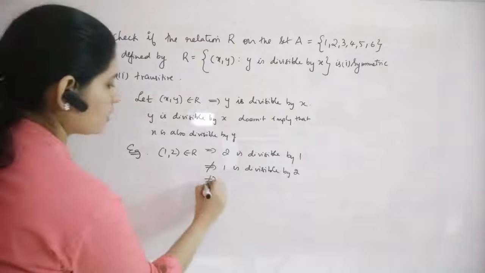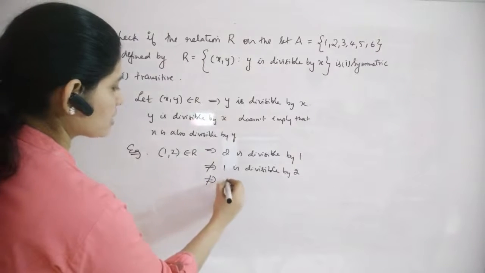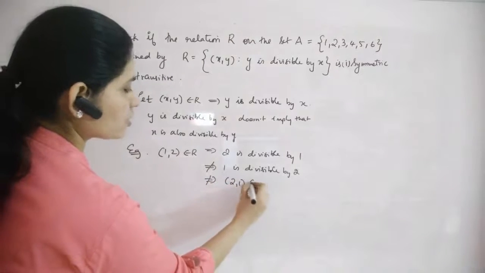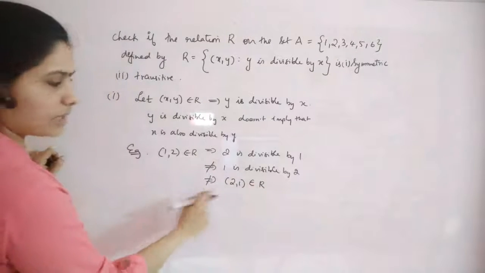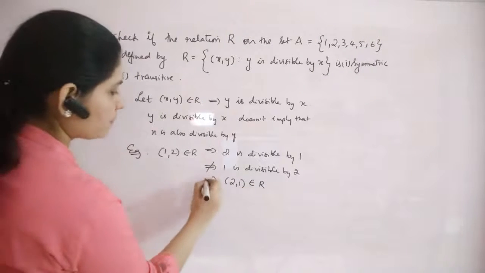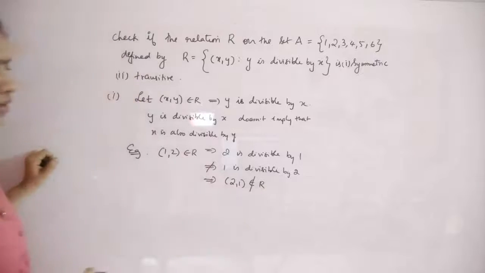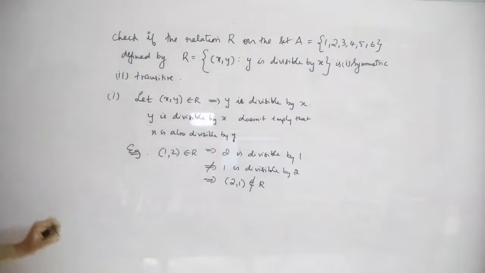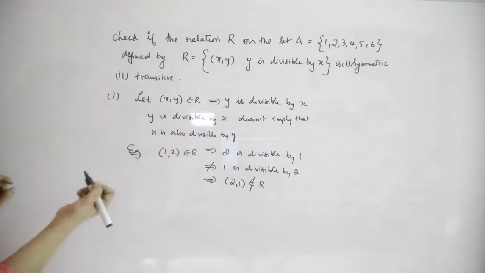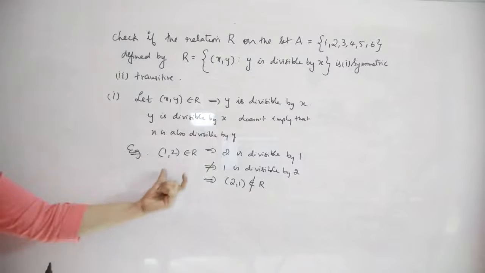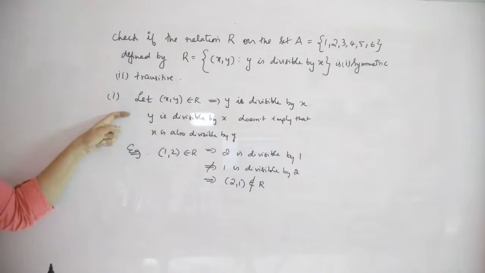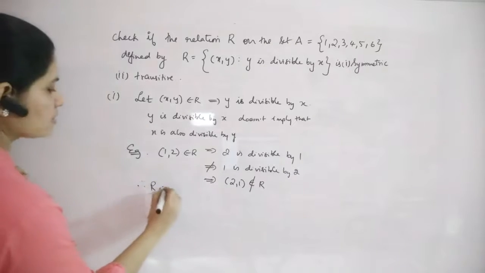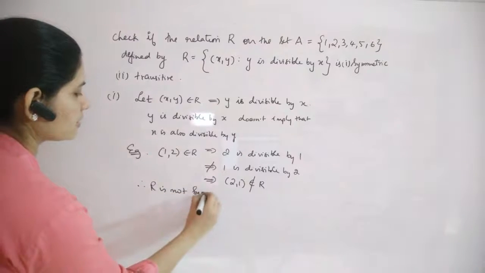That means you are not getting it, that does not imply, or you can say this implies that (2, 1) does not belong to R. Since I have written does not imply, I am writing like this, or this implies that this does not belong to R. If 1 is divisible by 2 you were getting, then you could say that (2, 1) belongs to R. So here you are getting one example, at least one example, if you are able to give in order to disprove the statement. You can say that R is not symmetric.